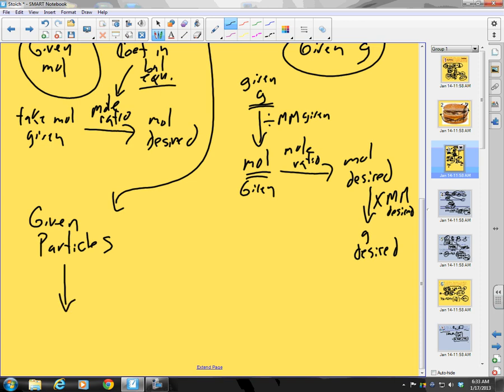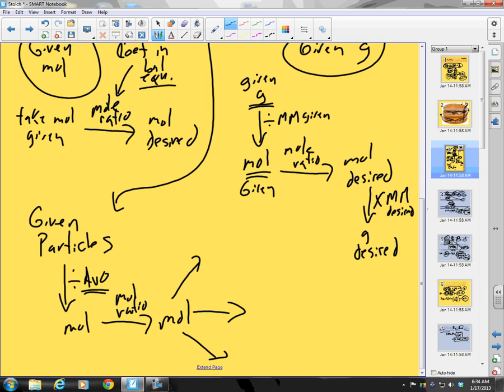What's the first thing you want to do? We need to convert to moles. How do I convert to moles? We're going to divide by our good old buddy Avo. And then we can go from moles to moles using the mole ratio. And then we can go from moles to whatever we want. I can go from moles to particles by multiplying by Avo. I could go from moles to grams by multiplying by molar mass. There's all kinds of options here, right?